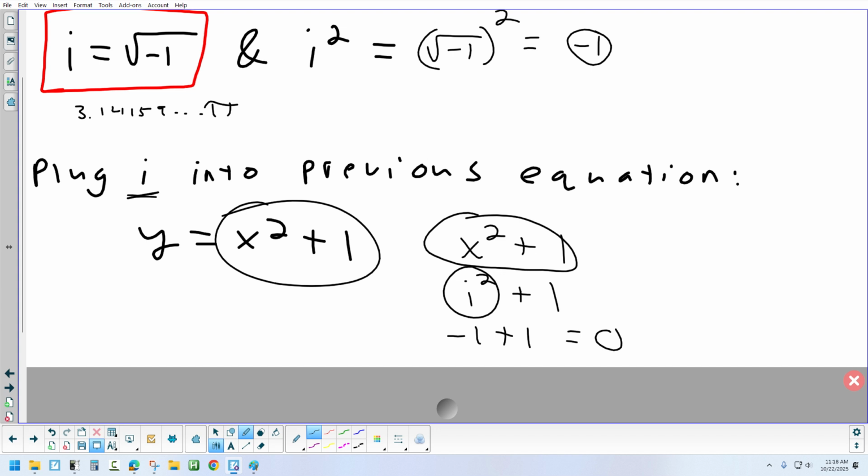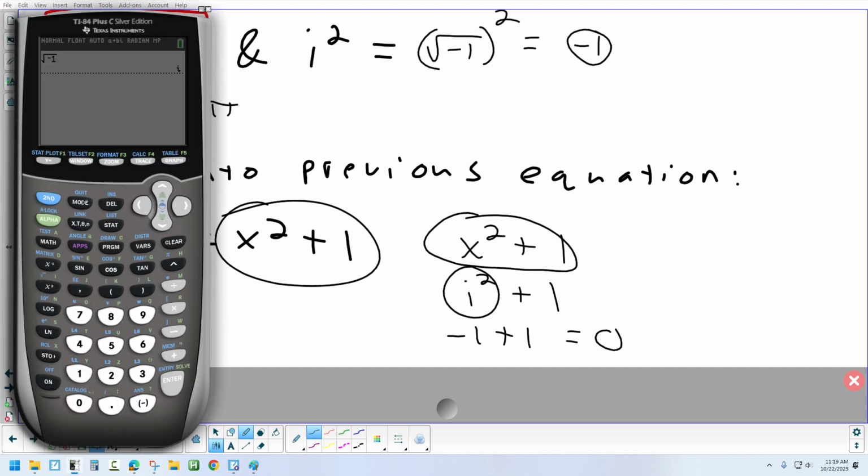That it's a root. Yes. Anytime you plug something into an equation and you get 0, you just found a root. Maybe the root, maybe one of the roots. But in this case, when you plug i in, you get 0. That means i is a root.